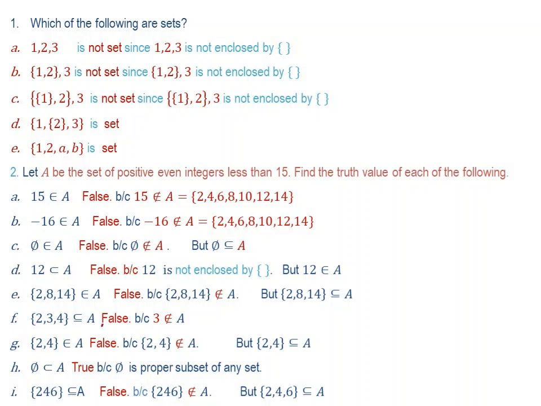The set containing 2, 3, 4 subset of A. It is not a subset because the number 3 is not what? An element of A. So the set containing 2, 3, 4 subset of A is false.